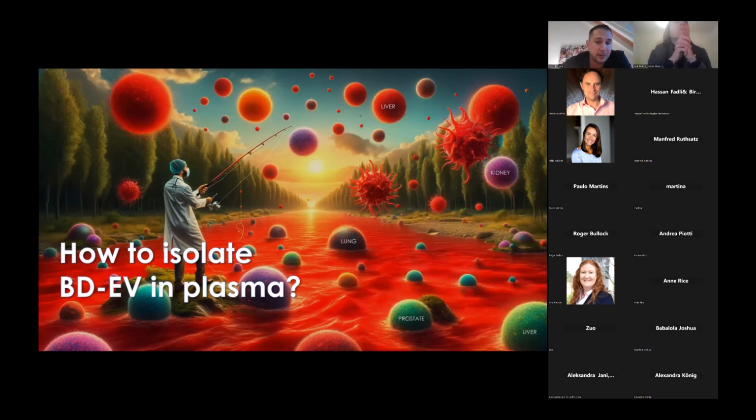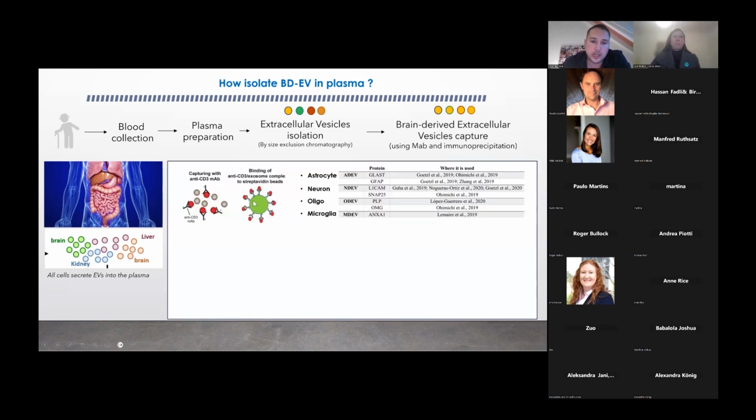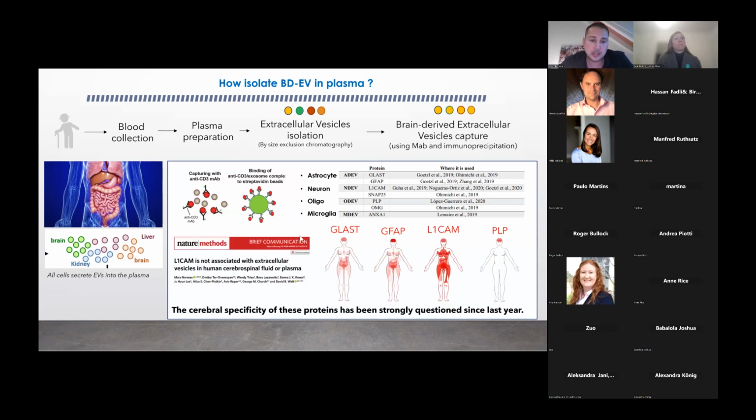But how can we isolate these BDEV in plasma? Because as I explained, in plasma we also have vesicles from the lung, prostate, liver. It's a sort of cocktail, a soup of vesicles from all organs. So if you want to isolate these vesicles, you collect the plasma of patients, you isolate the total number of vesicles, and after you use a technology to immunoprecipitate, so you use antibodies against the different proteins at the surface of these vesicles. And we have different candidates for the astrocytes, the neurons, the oligodendrocytes. And during approximately 5 years, a lot of papers proposed to isolate these vesicles and quantify the different proteins in them. The main problem is that 3 years ago, different papers suggested that these proteins at the surface of the vesicles are not very specific to the brain. They are also secreted outside the brain and stick to the vesicles. So we don't know exactly if these vesicles come from the brain, and we have to increase our knowledge about them.